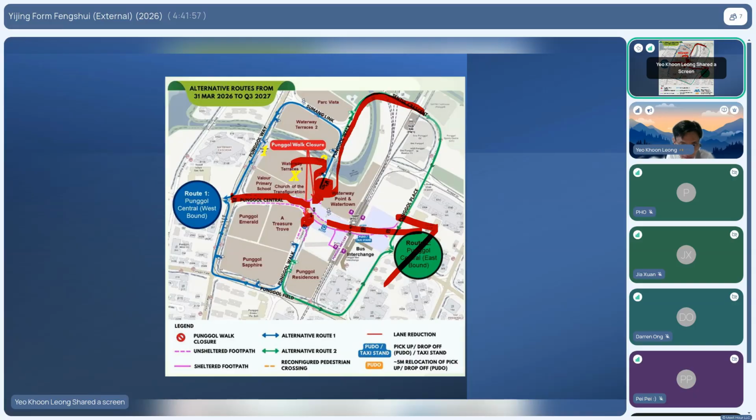Can you all see that? It can affect income. It can affect expenses pattern during this closure. Okay, when would this be? Where is this closure? When? March 26 to Q3 27. Wow, quite a while. Okay, so what does this mean for the residents in Water Terrace 1?